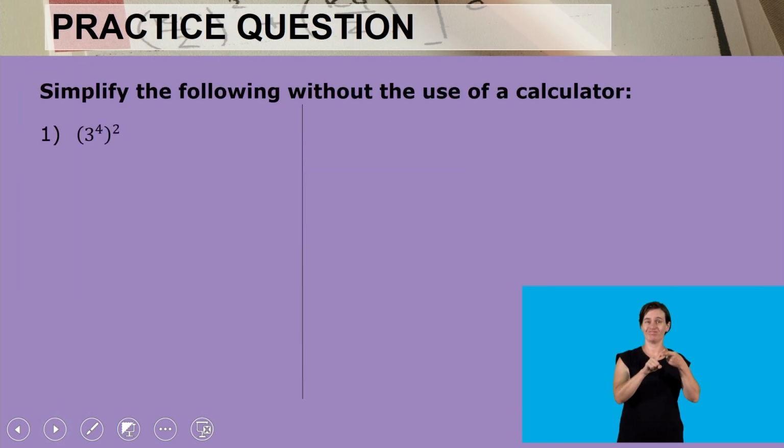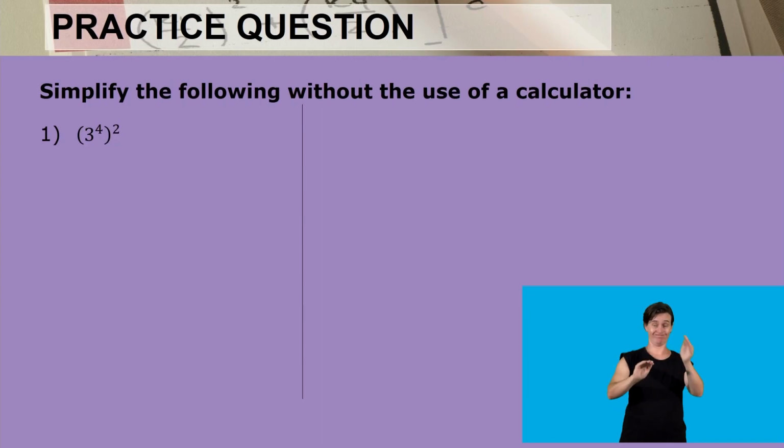The first one says, simplify the following without the use of a calculator. Now remember, when we come across questions like this, it will not state to us which law we should use, but we should use our knowledge to figure out what to do or how to calculate it. Let's look at the first one there.